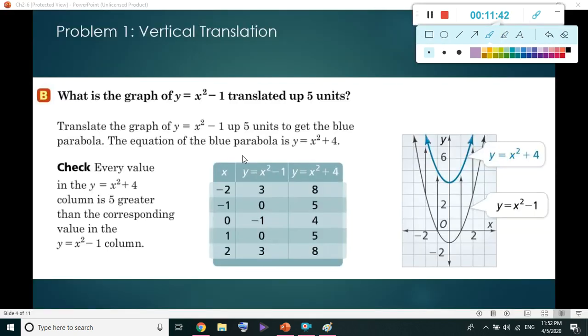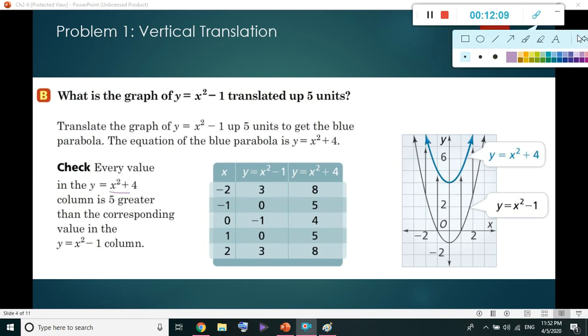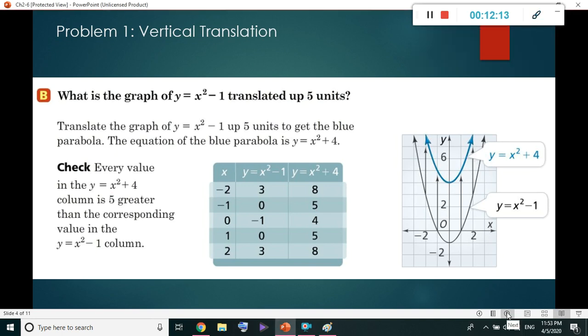Okay, yes, so they got the same numbers here. Translate the graph 5 units upward. So we made this equation because it's going to be -1 plus 5, which is x squared plus 4. So we made the answers for this to graph the original one we have here, which is y equals x squared minus 1. Then we graphed x squared plus 4. This is after moving the graph 5 units upward. So that's right.